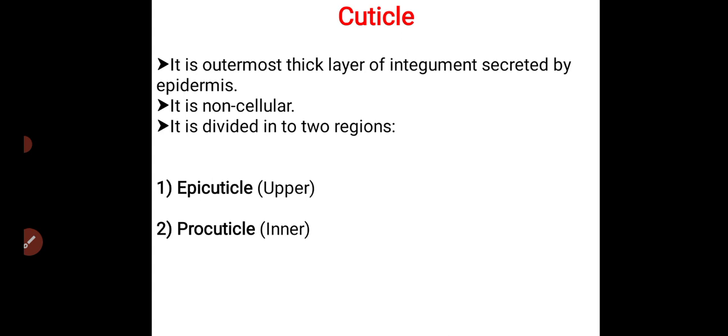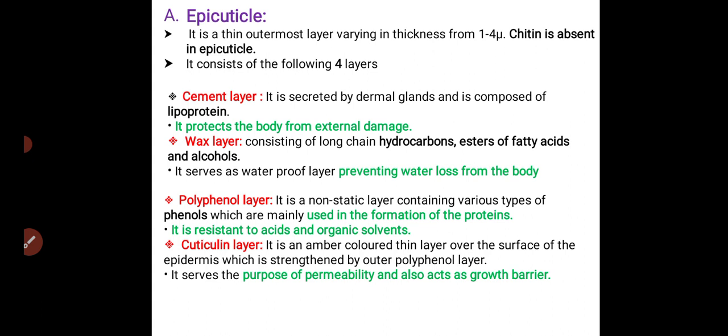It is non-cellular. It is divided into two regions: epicuticle, which is present on the upper side, and procuticle, on the inner side. Epicuticle is the thin outermost layer varying in thickness from 1 to 4 microns. Chitin is absent in epicuticle. It consists of the following four layers. First, the cement layer. It is secreted by dermal glands and is composed of lipoprotein. It protects the body from external damage.